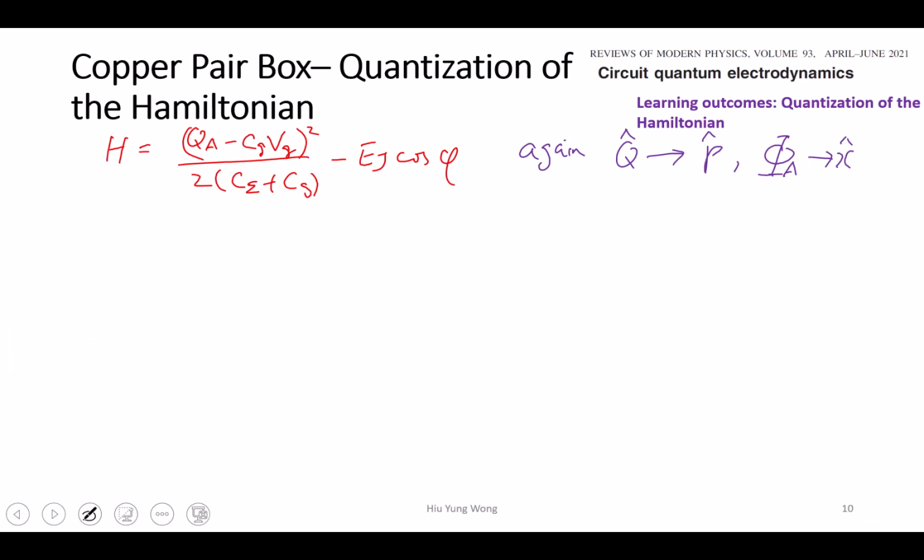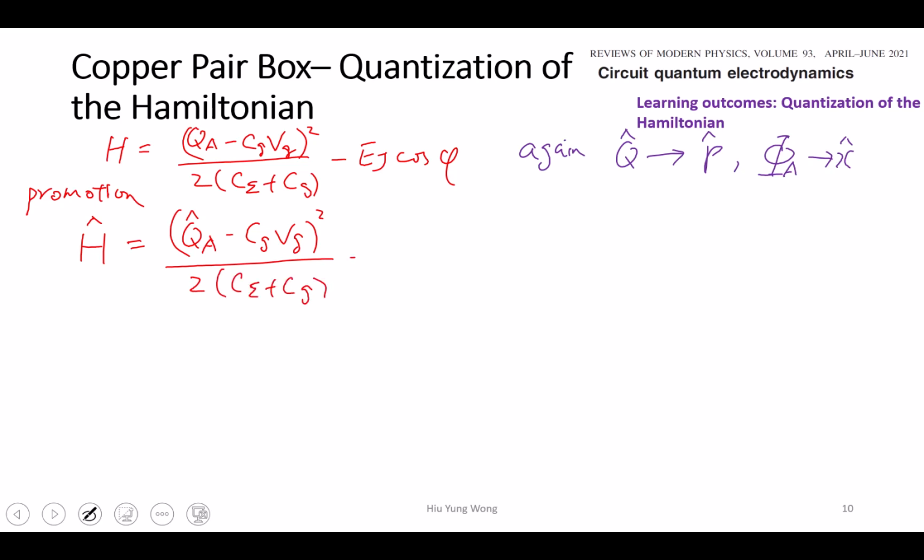So with this, we can have the quantum form, second quantization. We do the promotion of the Q to Q hat, phi to phi hat. Then what do we get? It's easy to write. Then we get this. All I did is just make it as the vector or operator.